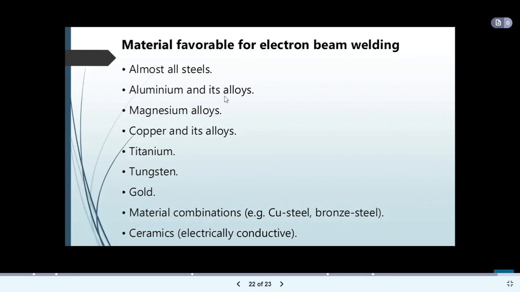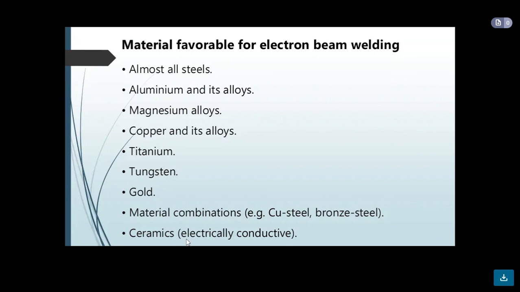Then aluminum and its alloy. Aluminum and its alloy can be easily joined by this welding process. Magnesium alloy, copper and its alloy, titanium, tungsten, gold, material combinations, that is copper and steel, bronze and steel, and the ceramics are easily joined by the electron beam welding. So these are the different materials that can be joined by the electron beam welding.